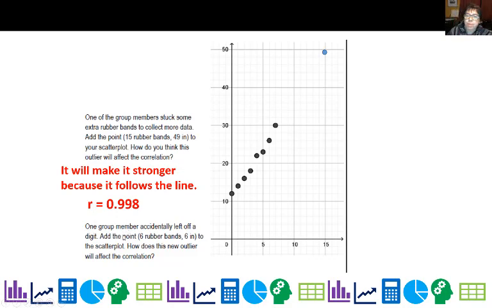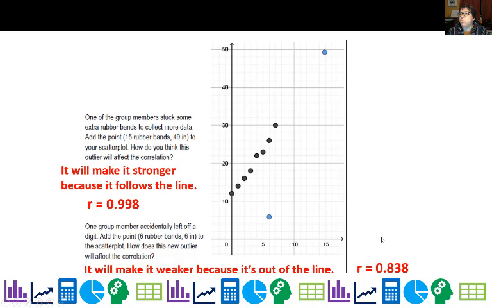Now, another group member did his own measurement, and he accidentally left off a digit, and he said, oh, 6 rubber bands is 6 inches. So when we put that point there, how does this outlier affect our correlation? Well, it doesn't follow the line, so it's going to make it weaker. In fact, it lowers it all the way to 0.838.